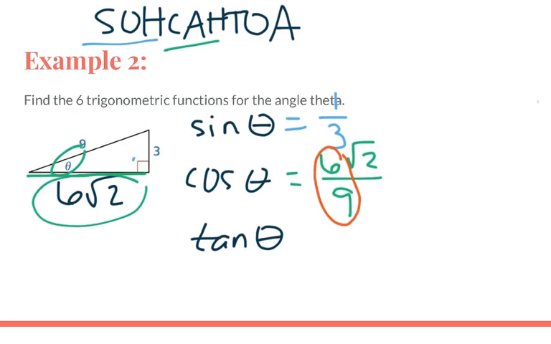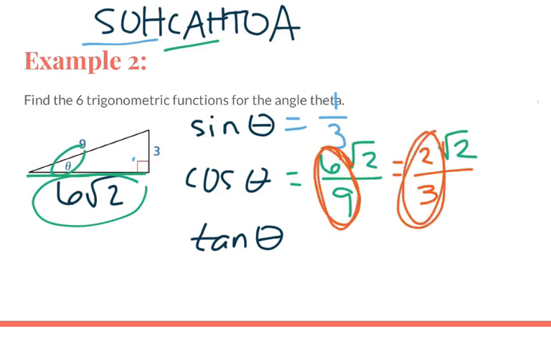6 divided by 9, I can reduce that to 2/3. I still have that square root 2 hanging there, but I can just reduce this part of it, 6 over 9, to 2 over 3, so I want to make sure we do that. I'm going to erase it and put this one here.